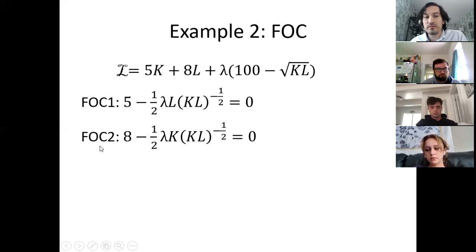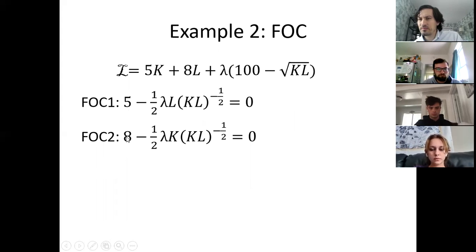And similarly for FOC2. The difference is it's 8 instead of 5, and there's a K here instead of an L. Oh, by the way, that L comes from the chain rule of taking the derivative of what's inside here with respect to K, you get an L. And when you take the derivative of what's inside here with respect to L, you get a K. That's the only difference there and there.